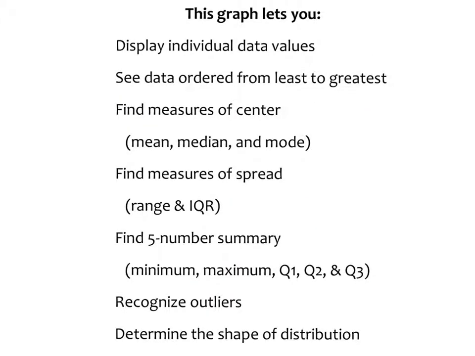A stem and leaf plot allows you to display individual data values. You're able to see data ordered from least to greatest. You can find measures of center, measures of spread, the 5-number summary. You're able to recognize outliers, and you can determine the shape of distribution.